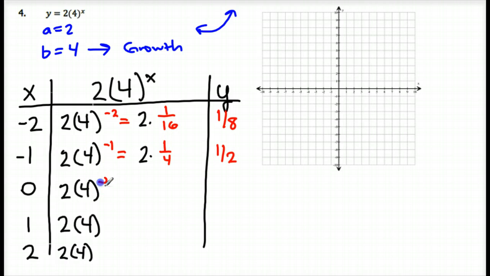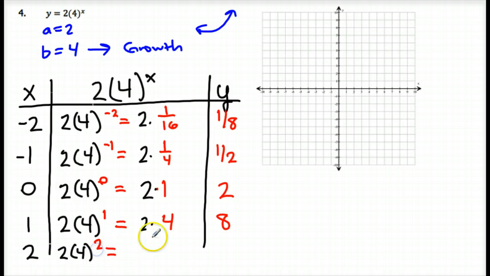Next, we're going to do 4 to the 0. 4 to the 0 is 1, times 2, which is 2. Next, we do 4 to the first. 4 to the first is 4, times 2, which is 8. And then finally, I'm going to do 4 squared. 4 squared is 16, times 2, which gives me 32.